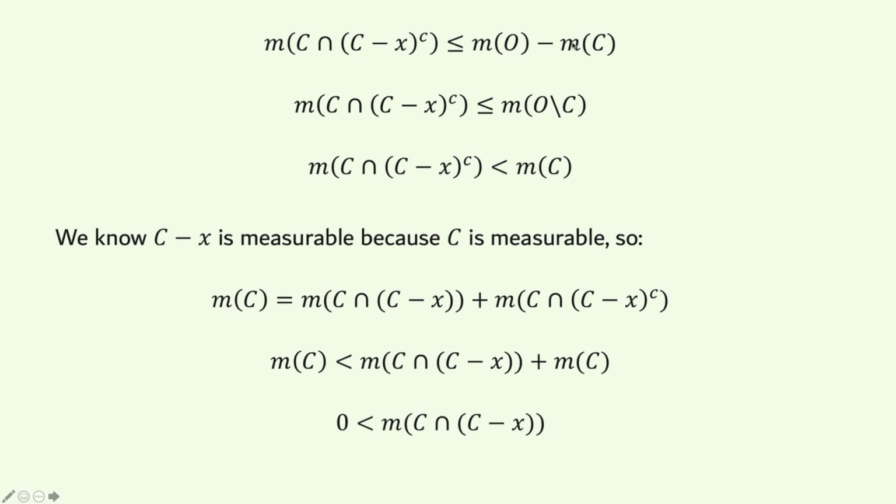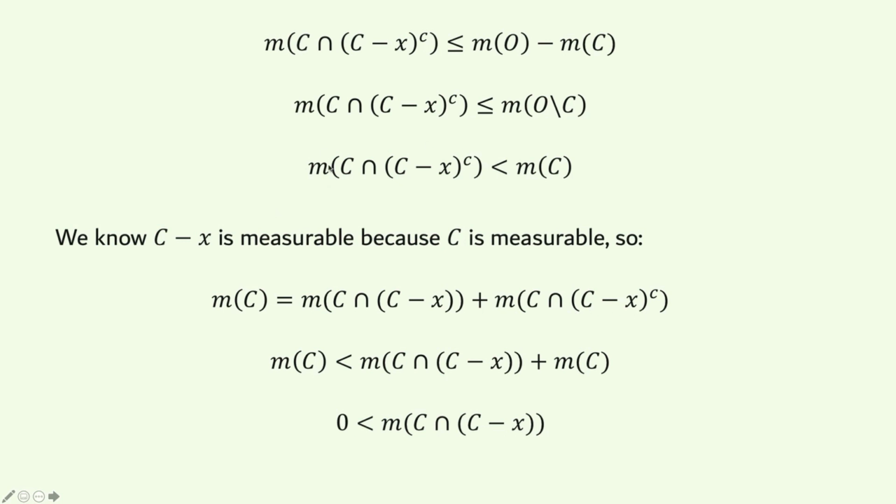Then putting this back in, because C is inside of O, I can make this equal to the measure of O minus C. And because of our first result that we proved, we showed that the measure of O minus C is strictly smaller than the measure of C. And so we have this inequality here. And we know that C minus x is measurable because C is measurable, right? And remember that the Lebesgue measure is translation invariant, right? So the measure of C can be written as the measure of C intersection C minus x plus the measure of C intersection C minus x complement.